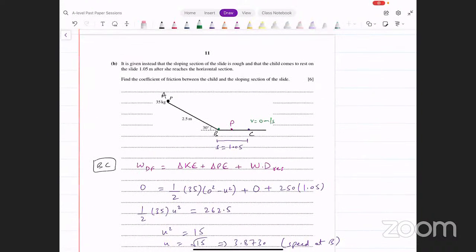So it started from rest. We know the initial velocity was 0. And we know the velocity at the point B, that is now given to be square root of 15 meters per second. We know that as well. Okay. What else do we know?